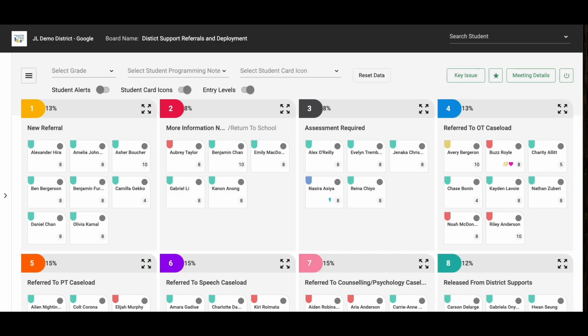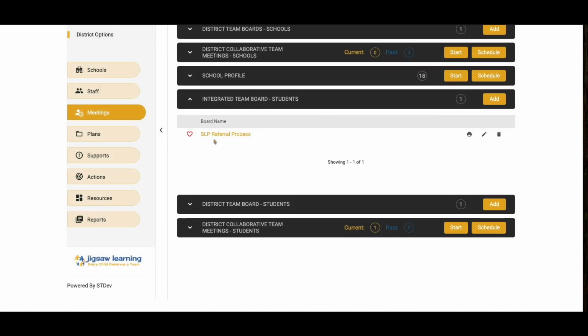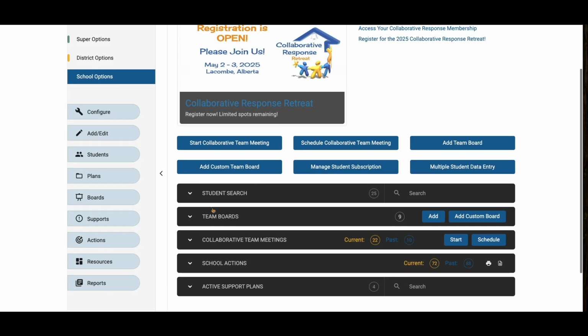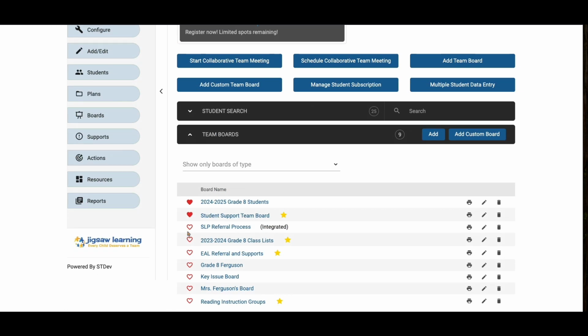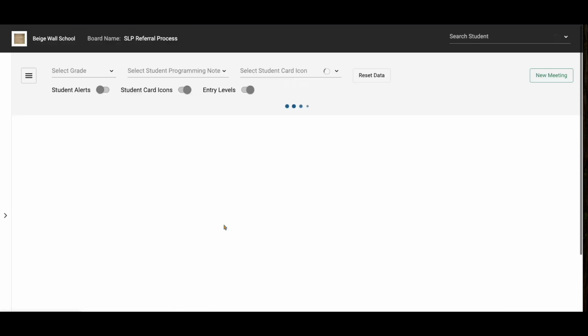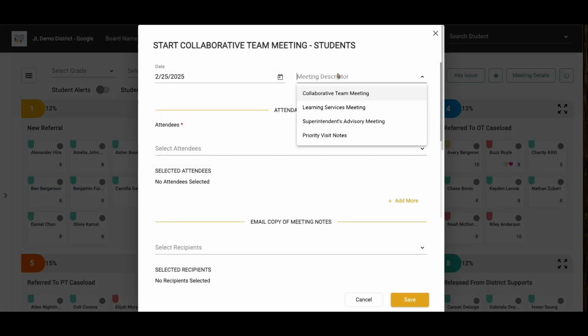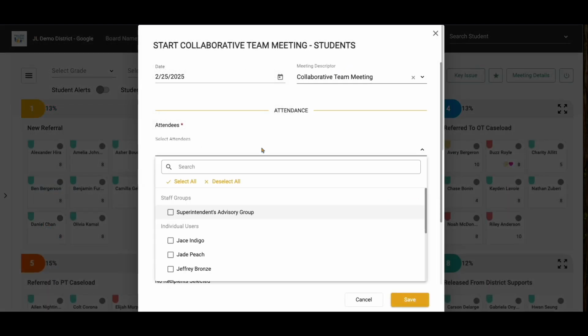Team boards can be created with students from multiple schools to visually display students receiving more intensive support from the district level. These team boards can also be integrated with the schools to communicate where a student may be in a referral process, for example, so that both the district team and the school team can access the information quickly. Collaborative team meetings about supporting students can be conducted following the same structure employed by schools.